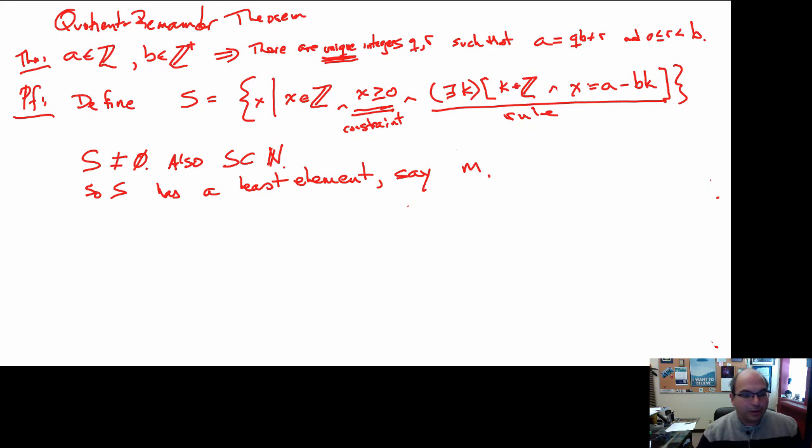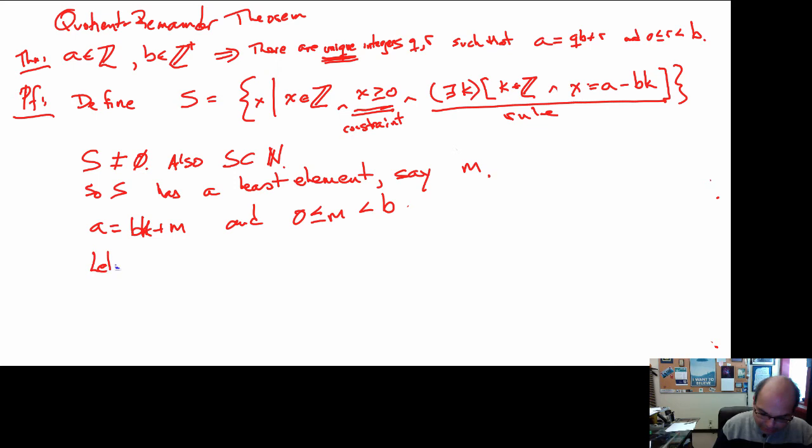Okay, so here's what we can now say. A can be written as bk plus m for some k, and 0 is less than or equal to m, which is less than b. That's what we just learned. So now we're going to use that. I'll just say let q equal k, whatever k that was, and r is equal to m.